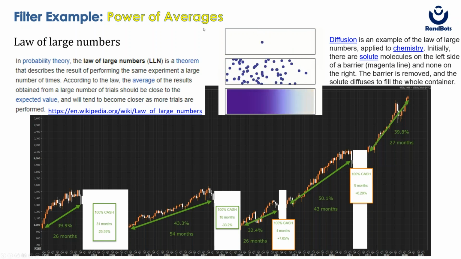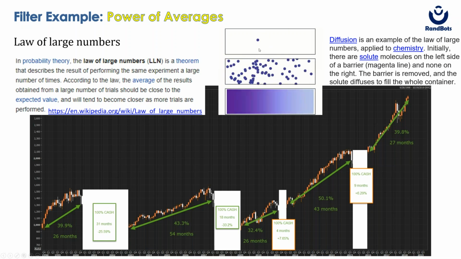And this is the filter I use. What I call the power of the averages, the power of the moving averages. And this is the theory that you can also find in Wikipedia, a brief description that is called the law of large numbers. Let me try to explain it here with this little chart.